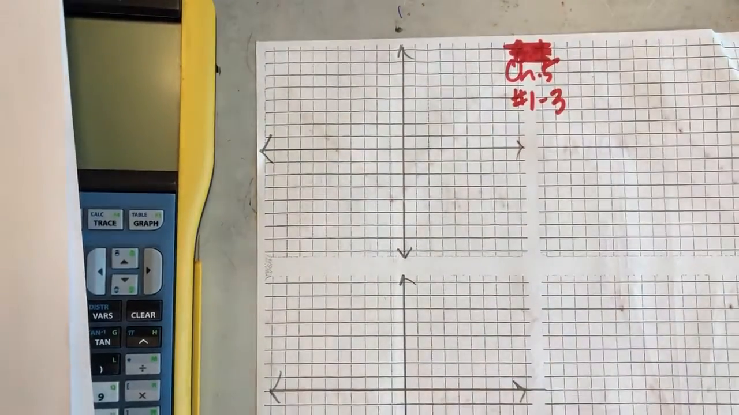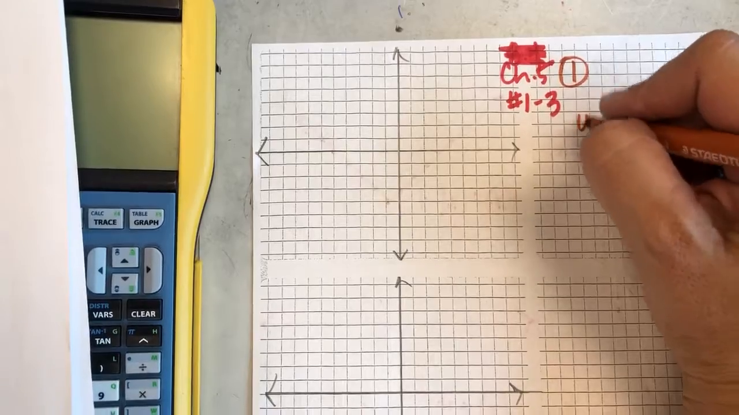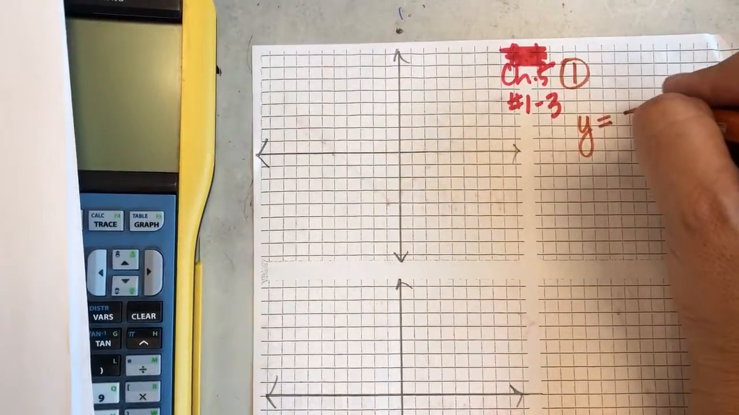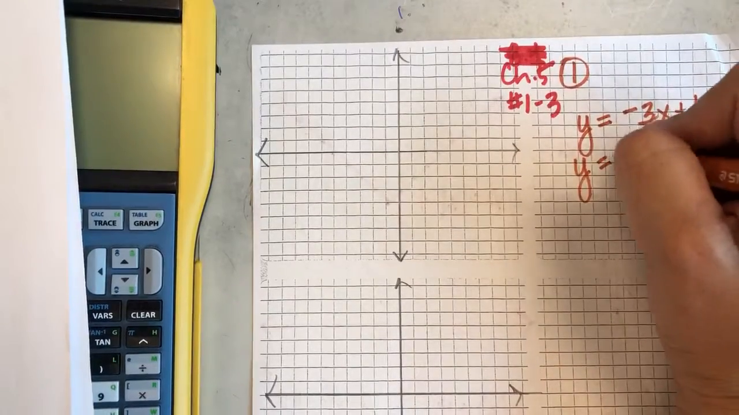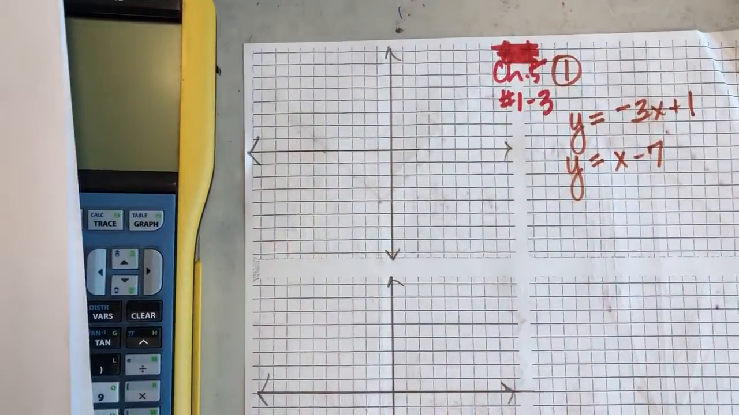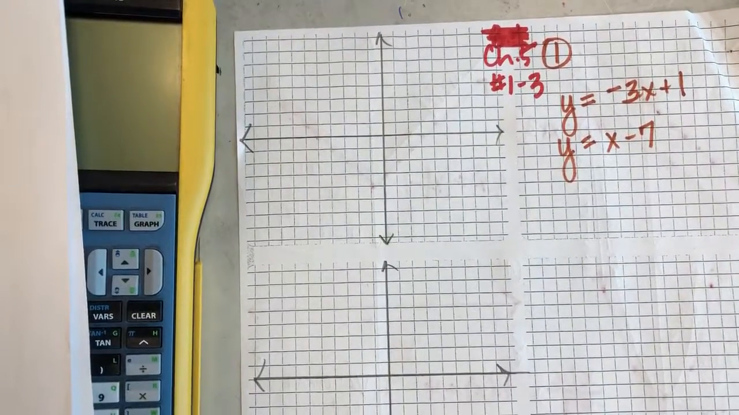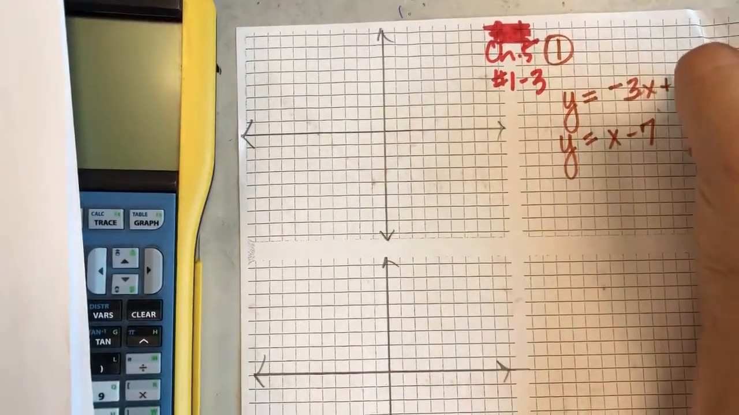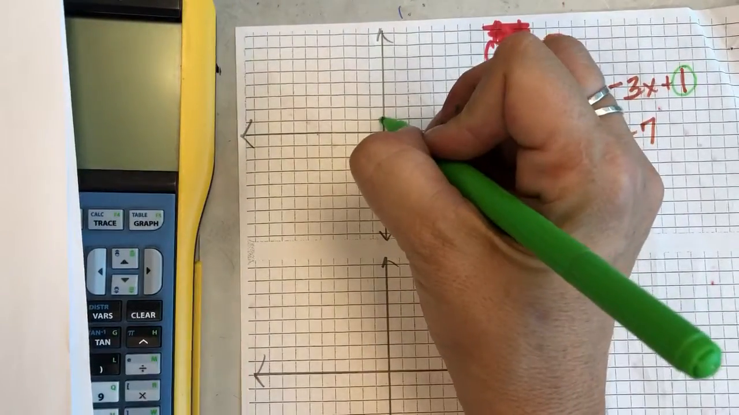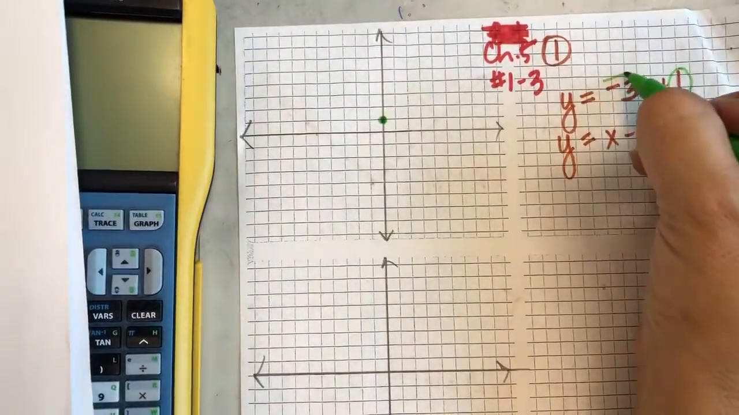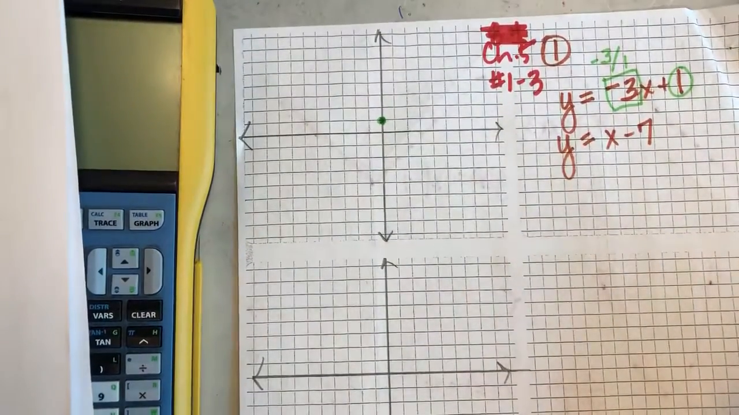Okay, so this first system to graph in our review is the first equation is y equals negative 3x plus 1, and the second equation is y equals x minus 7. Now, with these, I like them both because they're sitting in slope-intercept form. So on this one, I know I'm going to start on the y-axis at 1. And then from there, my slope is negative 3. I'm going to treat it as negative 3 over 1.